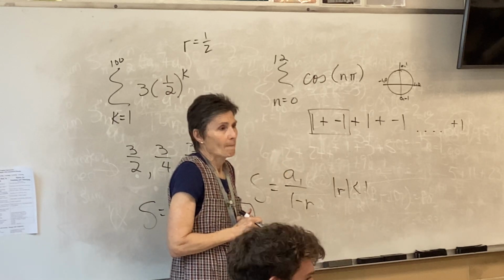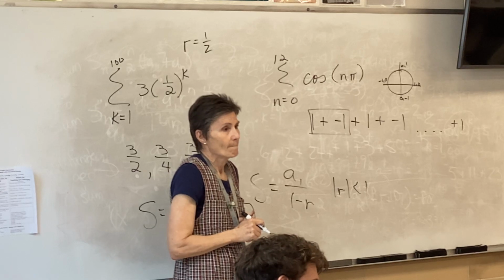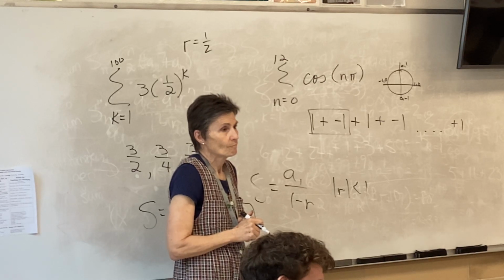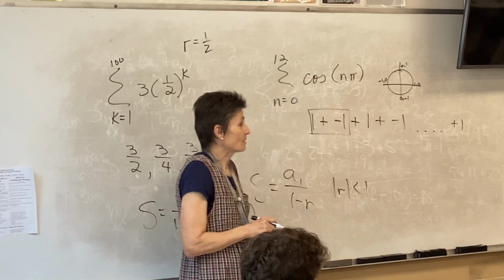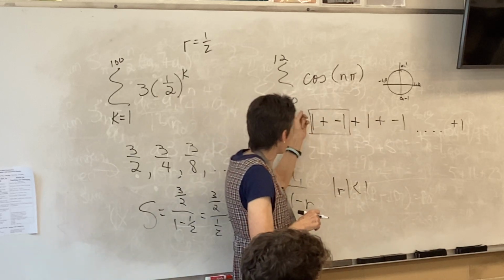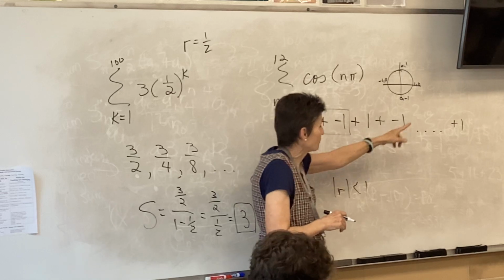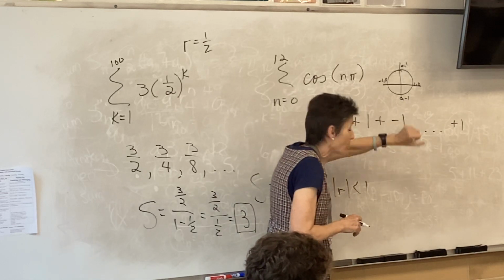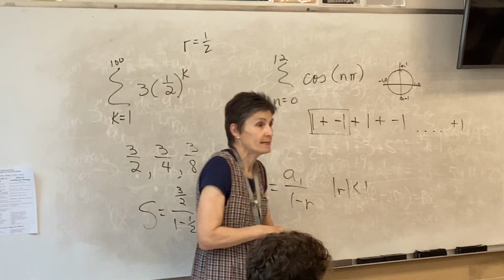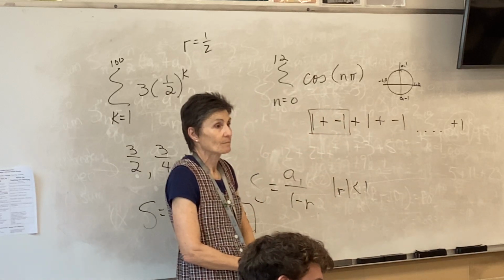These are n values. So this is the first term I'm adding, and the second term, third term, fourth term, that would be the last term I'm adding. These groupings all cancel out, and that guy's left over. Why do we have 13 terms instead of 12?